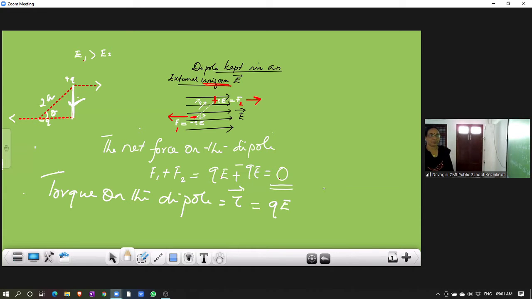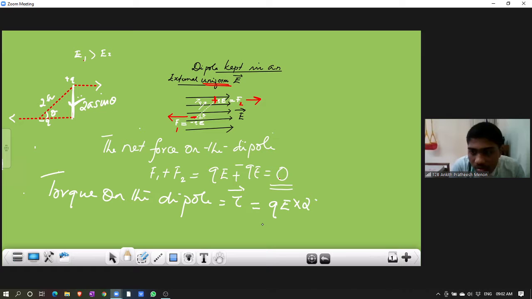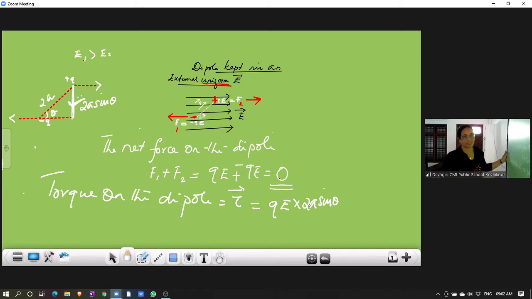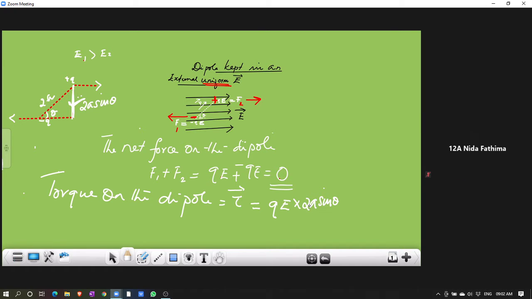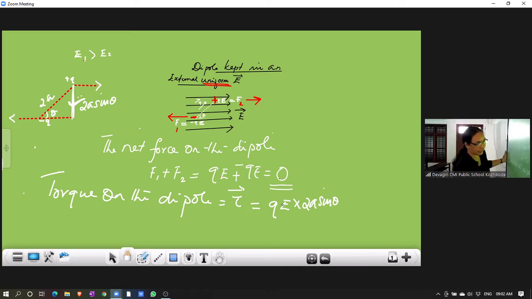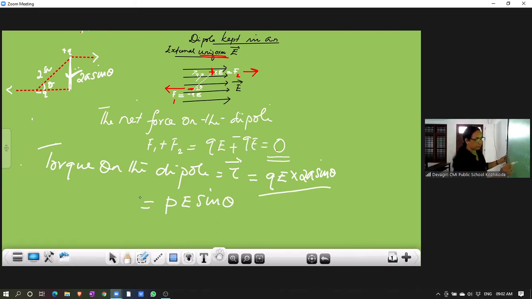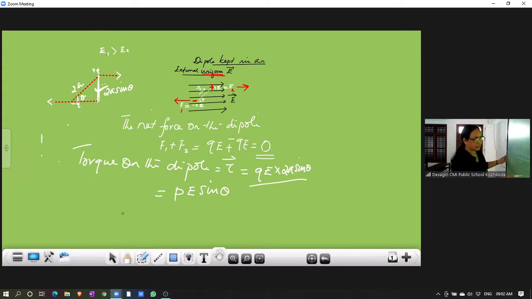Now, are you seeing any terms there that you can merge into one? In this expression, are you seeing something that you can reduce into one single notation? Q into 2a. Q into 2a is the dipole moment, p. And then E is there, then sin theta is also there. So I can rewrite this as pE sin theta. So I got an expression for torque. Torque is pE sin theta.